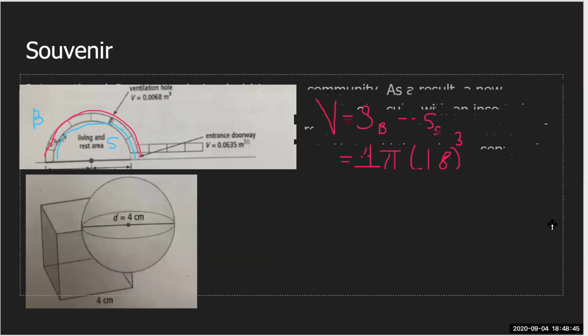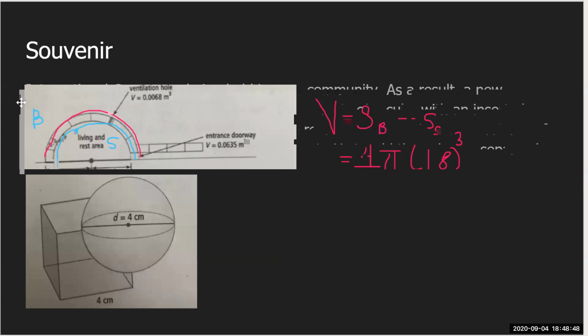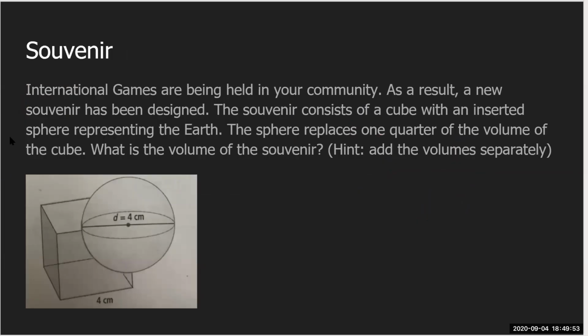All right, moving on. Over here we have received a souvenir from the International Games, and we want to calculate the volume of the souvenir. This souvenir is basically a cube smushed together with a sphere. It tells us that this sphere replaces 1/4 of the volume of the cube. This is key information. What we can do is calculate the volume of the cube, take out 1/4 of it, and then add the remaining to the volume of the sphere.